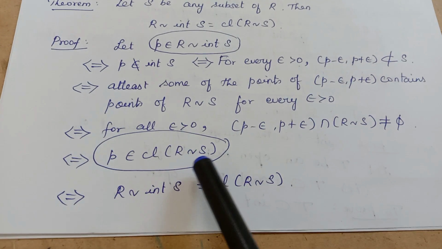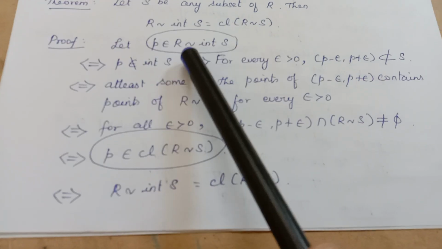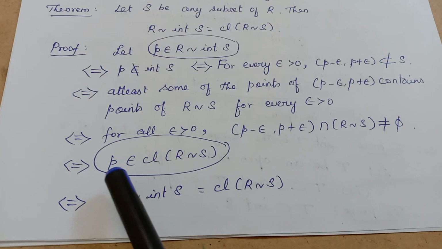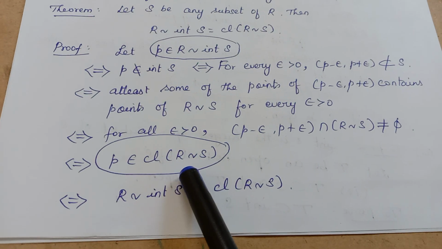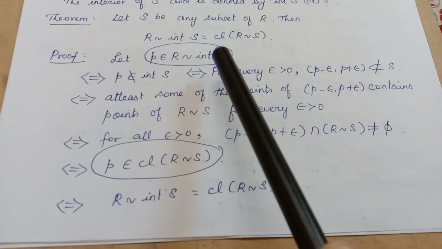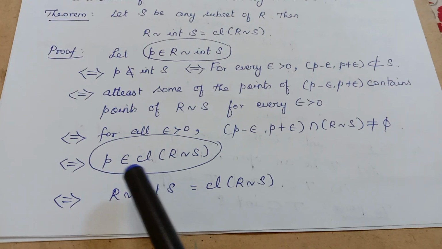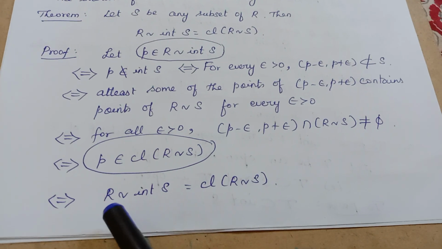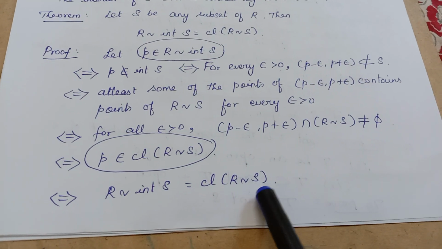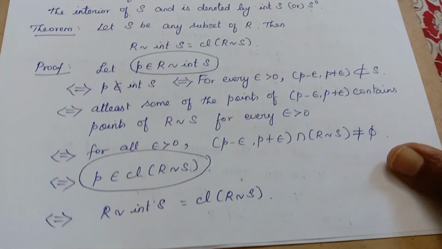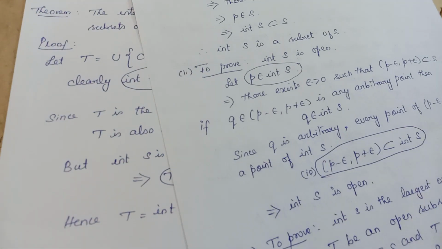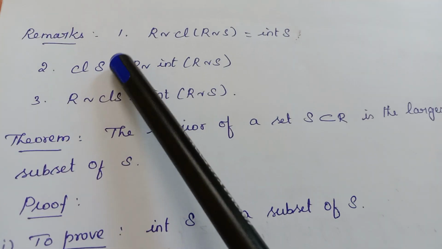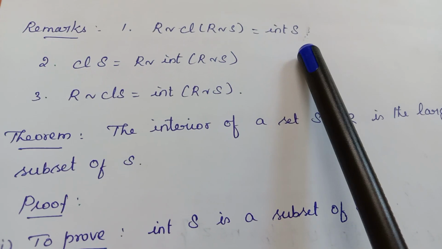Therefore P belongs to the closure of R minus S. Actually, I started with the point P in R minus interior of S, and finally I have arrived at P belonging to the closure of R minus S. So if you take a point in this set and finally show that the point belongs to the closure of R minus S, both the sets are equal. That is, R minus interior of S is equal to closure of R minus S. Okay, then next theorem. Next we will see some remarks based on the above theorem. R minus closure of R minus S is equal to interior of S.